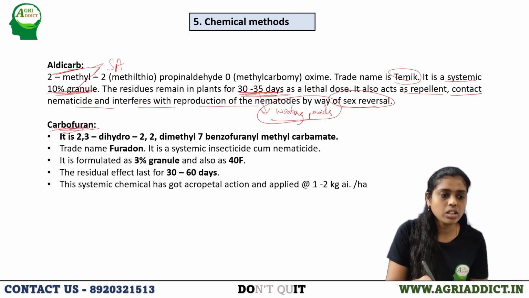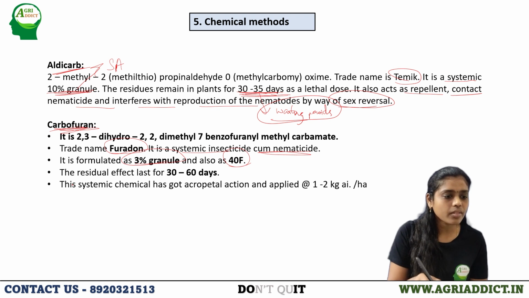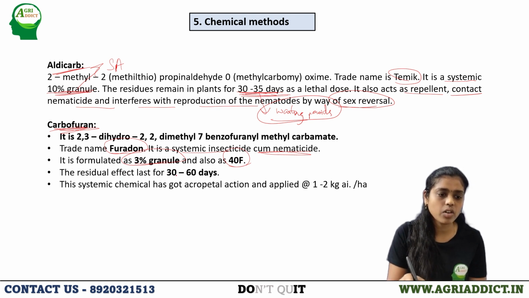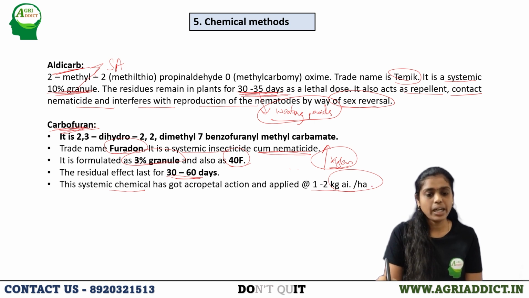Next is carbofuran, whose trade name is Furadan, and it is also a systemic insecticide cum nematicide. It is available in the form of 3% granule and also as 40F, and the residual effect lasts around 30 to 60 days, which is more than Aldicarb. The systemic chemical has acropetal action, which means from the site of action it moves upward through the xylem. It is applied at the rate of 1 to 2 kg active ingredient per hectare.